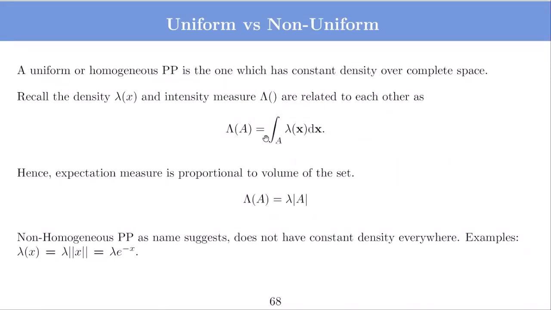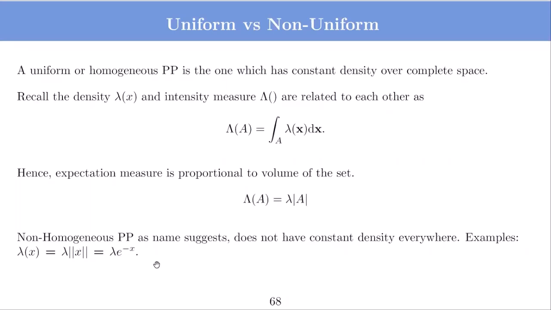So for a homogeneous point process, the intensity measure is just proportional to the volume of the set. It's lambda times A. So if I have to compute the density also, I can just take any set A, compute the intensity measure, divide by the size of A, and I get the density. This is true for uniform cases.